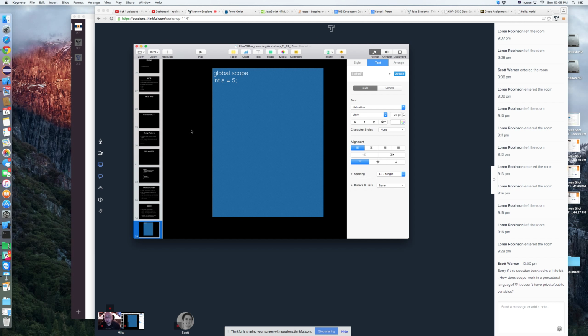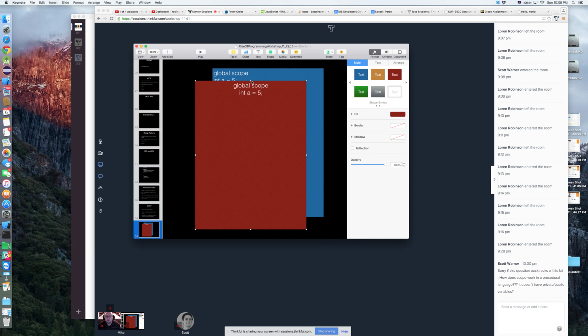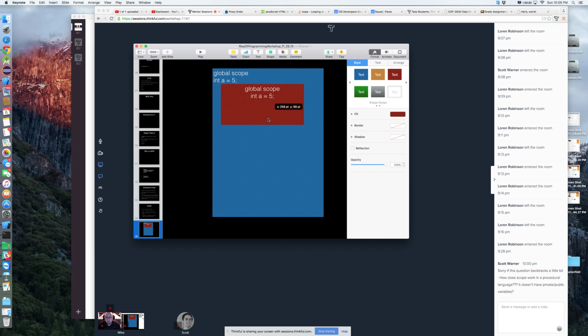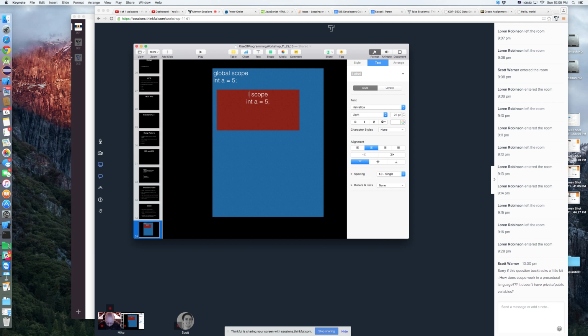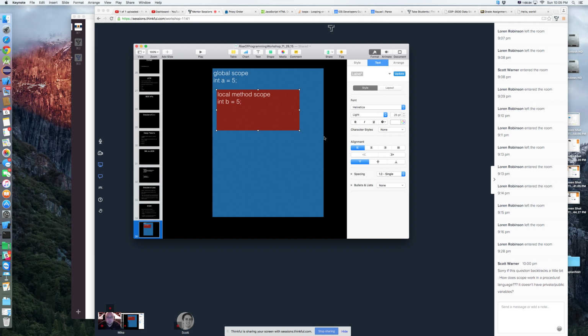Then I'm going to put another scope inside of here. I'm going to change the color, so this is going to be a red scope. He's going to be a little skinnier and a little shorter. This is going to be a method, so local method scope, let's say. And let's say he has an int b is equal to 5. Then I'll copy this again and throw another one in. Here's another method scope, and we have an int a is equal to 3.